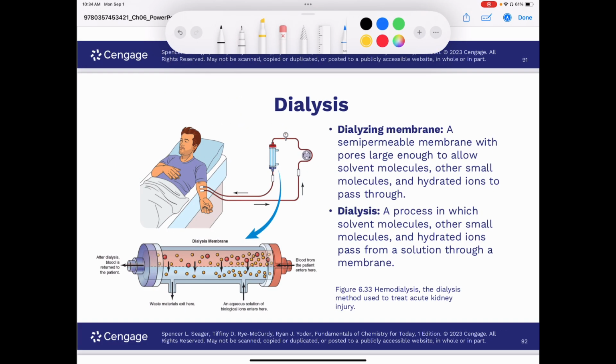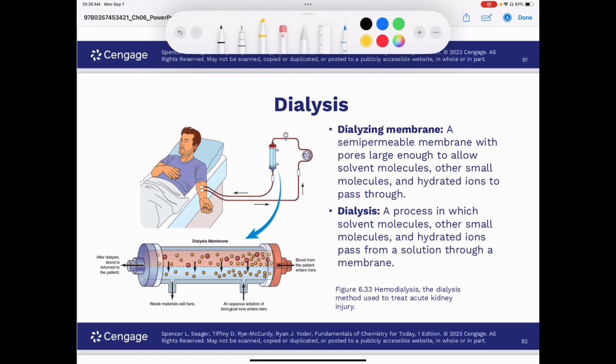Dialyzing membranes are semipermeable membranes with larger pores than the osmotic membranes that we've talked about so far. They hold back large molecules but allow solvent, hydrated ions, and small molecules to pass through. Recall that the net flow of particles down their concentration gradient, meaning from high solute concentration to low solute concentration, is called diffusion. The diffusion of these ions and small molecules through such membranes is called dialysis.